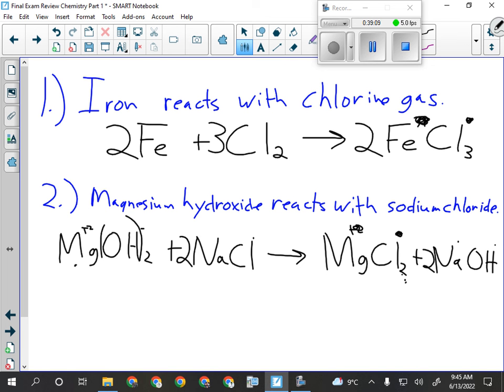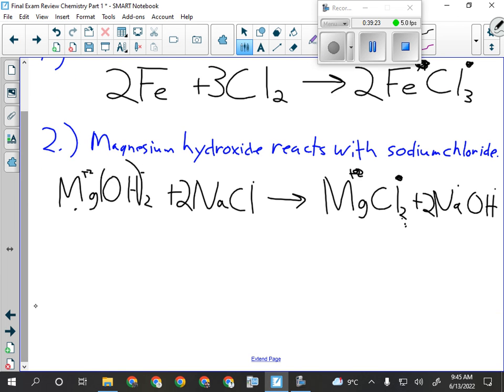Does it matter if like MgCl2, if they're switched, so it's NaOH first? Yep, that's fine. Yeah, if you have NaOH plus MgCl2, totally fine. The order makes no difference. Yeah. Okay, let's try another one here. Let's try this one.